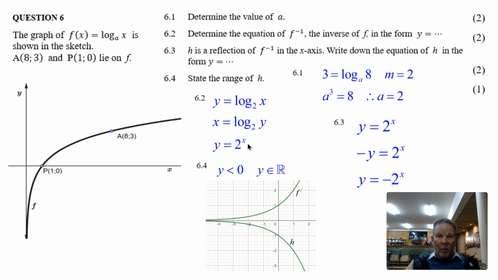It says, what's the range? What are all the possible values for y? Well, it can be any negative number, because there's a minus in front of here, but it can't get to 0. So the range is y is any negative number. y is less than 0, and y is any element of the real numbers. So that's it. All done.